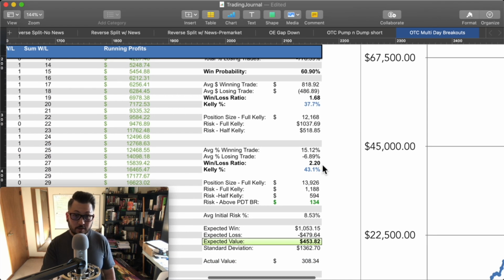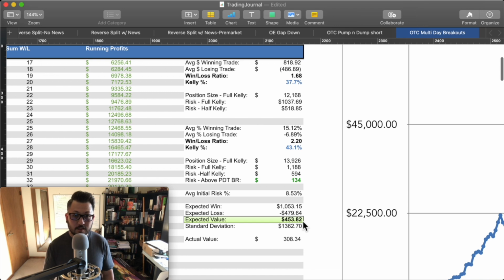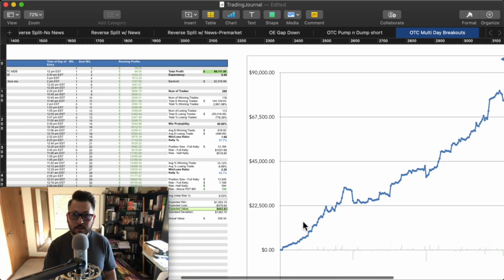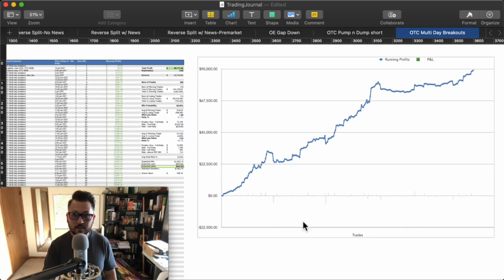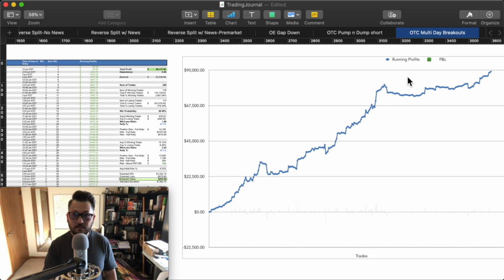My risk reward ratio is 2.2. So I've got a 2.2 to 1 risk reward ratio, basically a 61% win percentage, and that's giving me an expected value of $450 per trade. And we'll take a look at this P&L because it's just a really nice, fairly continuous uptrend with not many downswings.